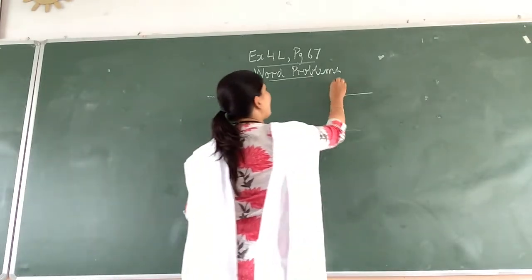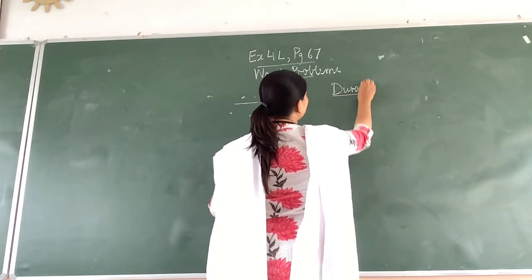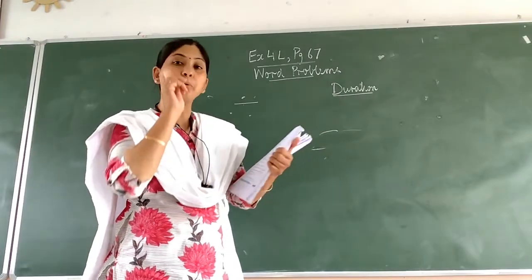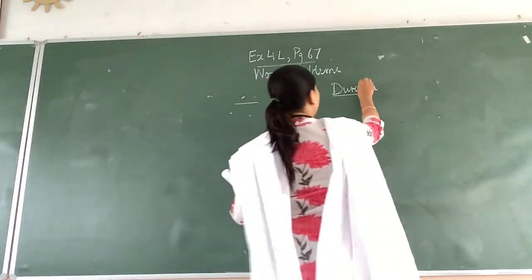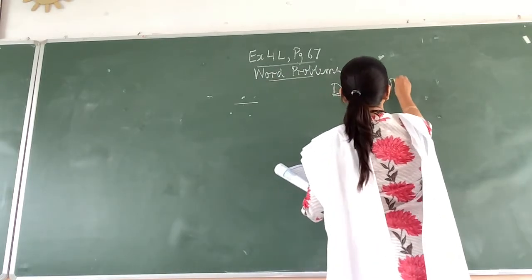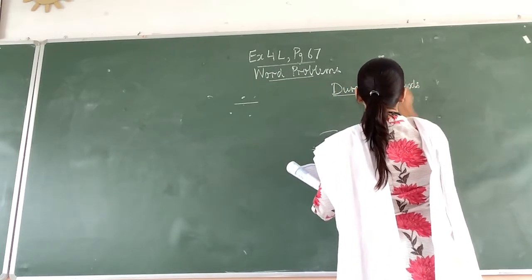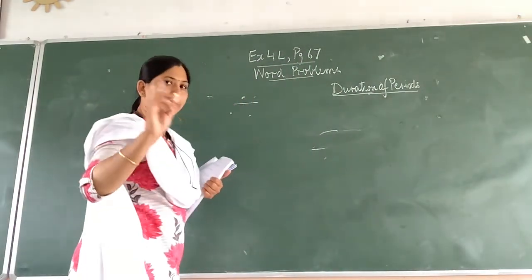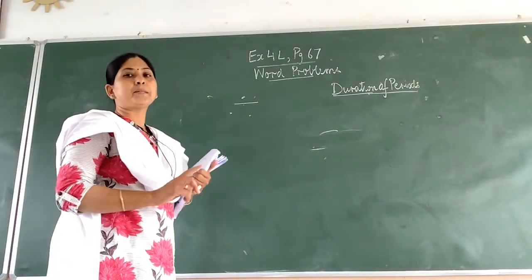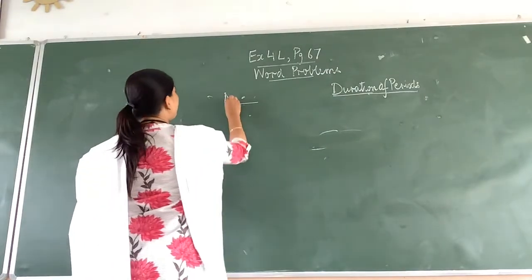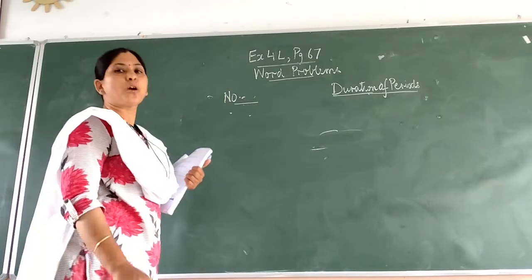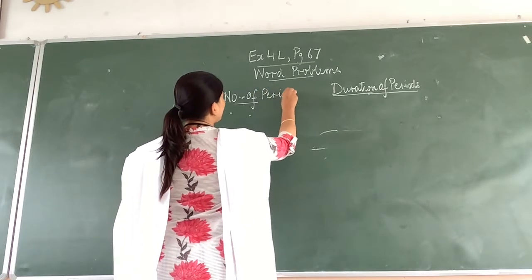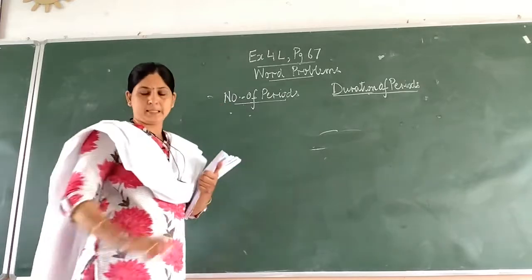So whatever has to be found, that heading comes on the right hand side. Since the question is what is the duration of 4 periods, the heading "duration of periods" will come on the right hand side. And the other thing that was given in the problem sum is the number of periods. Num. is the short form of number. Number of periods also is given. So now we have written the two headings.